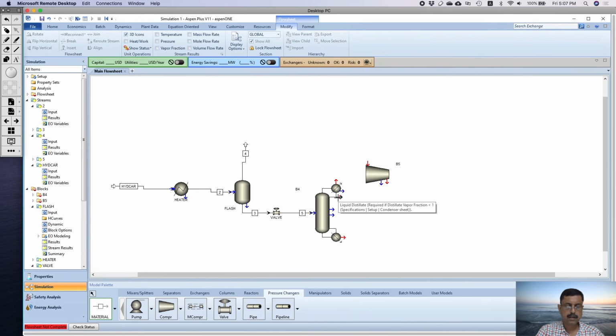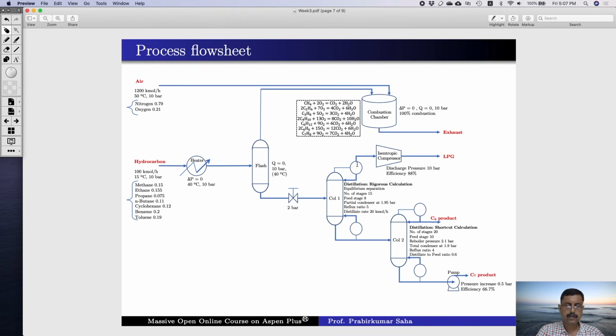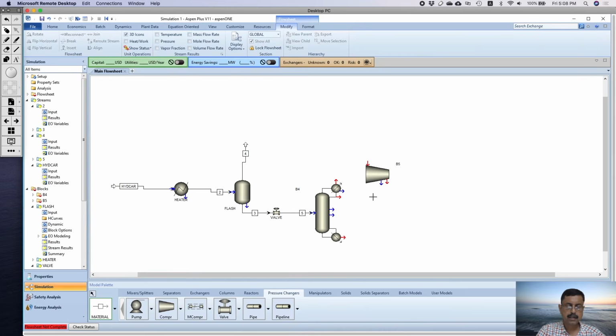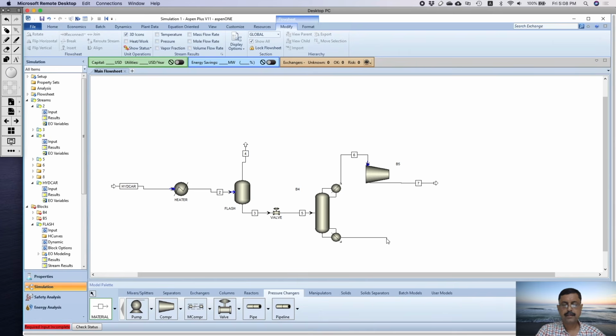Now we have vapor distillate over here because vapor will be compressed to form LPG. So we take vapor distillate, connect to this, and this will be our LPG. Okay, and this will be the bottom product, which will be essentially the mixture of C6 and C7 products, aromatics.